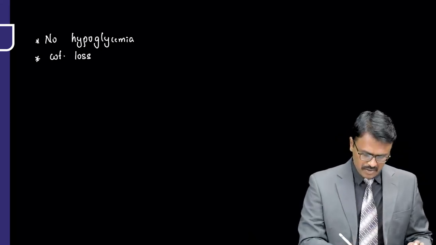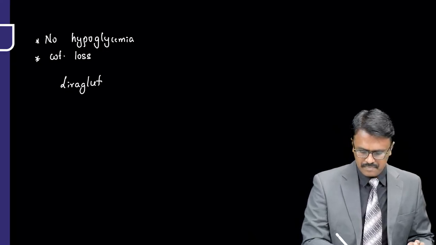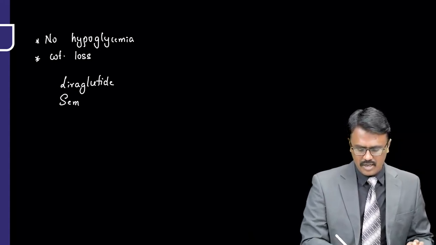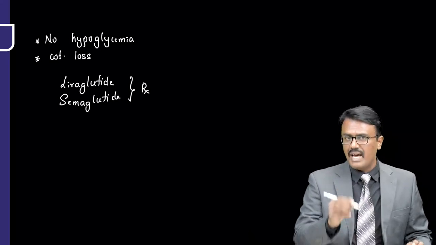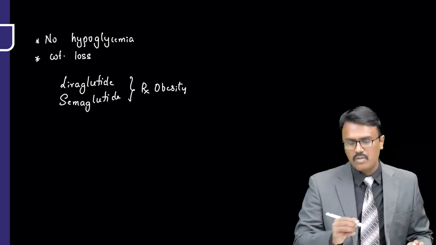Now, because of this, there are two drugs called liraglutide and one more is called semaglutide. These are the drugs which are used to treat obesity. They are approved to manage obesity, separate drug. Not only for diabetes, they are also approved for obesity.